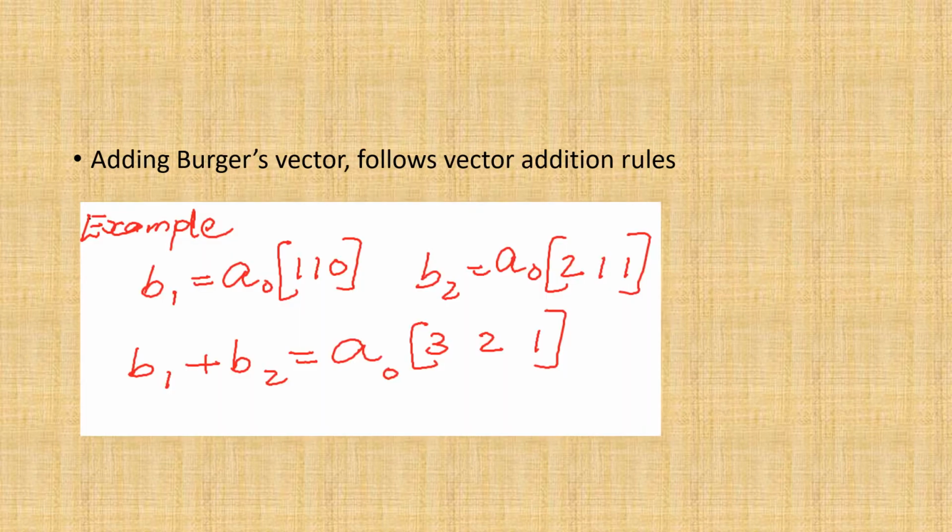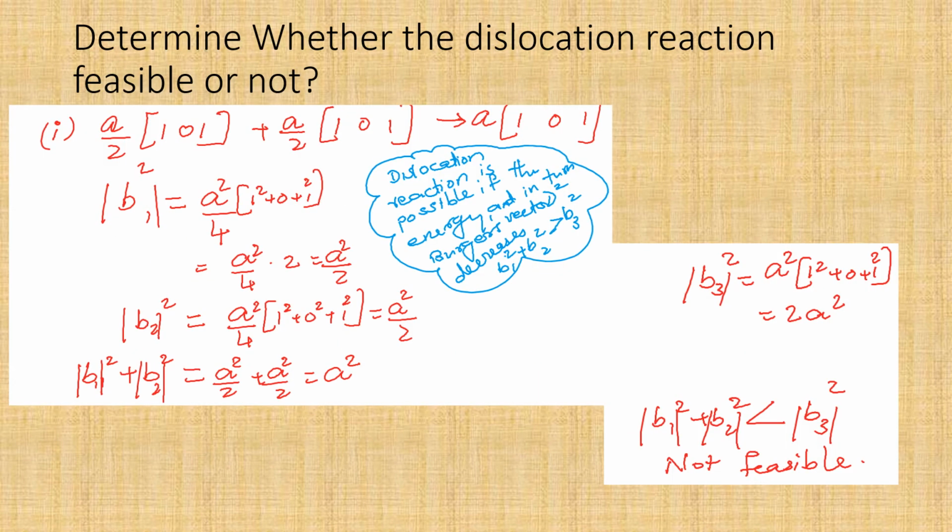Let us see an example of how to add Burgers vectors. So you have a Burgers vector b1 which is a0 [1 1 0], and another Burgers vector b2 equal to a0 [2 1 1]. Adding these two, b1 plus b2, yields a0 times 1 plus a0 times 2, that is a0 times 3. a0 times 1 plus a0 times 1, that is a0 times 2. Then a0 times 0 plus a0 times 1 gives a0 times 1. So the result is a0 [3 2 1]. It is just like adding two vectors, because Burgers vector is a vector; the vector addition rule is followed.